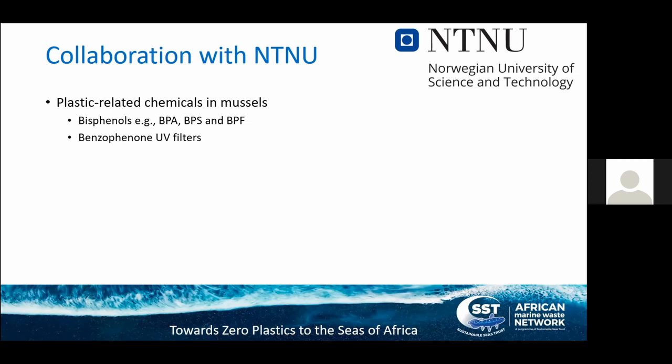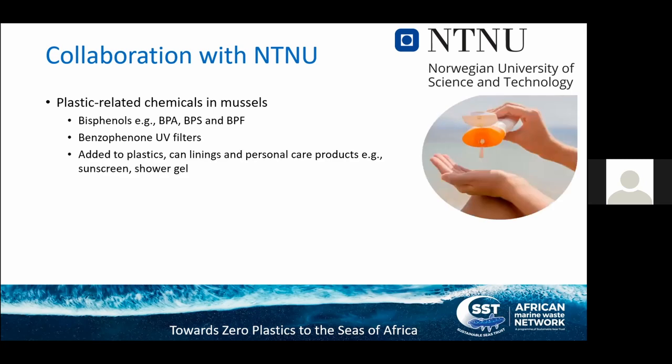Benzophenone filters are added to plastics to prevent the degradation through sunlight, and they're also added in personal care products like sunblock or sunscreen. So like I mentioned, all of these plastic-grade chemicals are added to plastics to obtain the various desired properties of plastic, but it's also well known that these can induce endocrine disrupting effects, which lead to adverse health effects on humans.